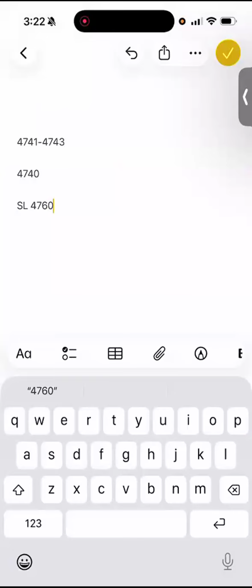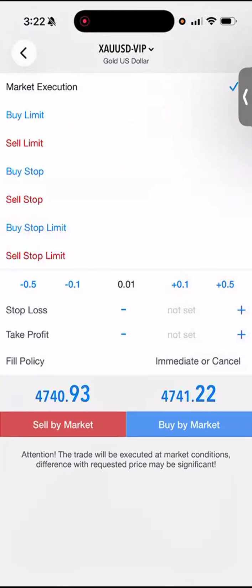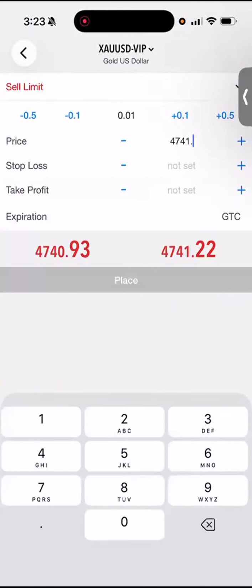I know that might be confusing, but basically what I'm saying is, when a trade is given, if it is not within this zone that is given, guys, you shouldn't rush to take it. The best you can do is set a limit. If this trade is already going into profit and I want to take it, I will come and set a sell limit at 4741.